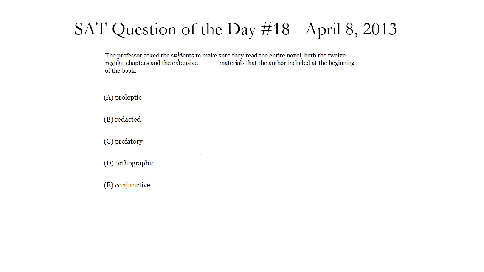The professor asked the students to make sure they read the entire novel, both the 12 regular chapters and the extensive blank materials that the author included at the beginning of the book. So the professor asked them to read the whole book, not only the regular chapters, but also the extensive something materials included at the beginning. So it's likely having to do with something at the beginning, because that's really the only clue they give us in the sentence. So let's go ahead and look at the choices to see what we get.